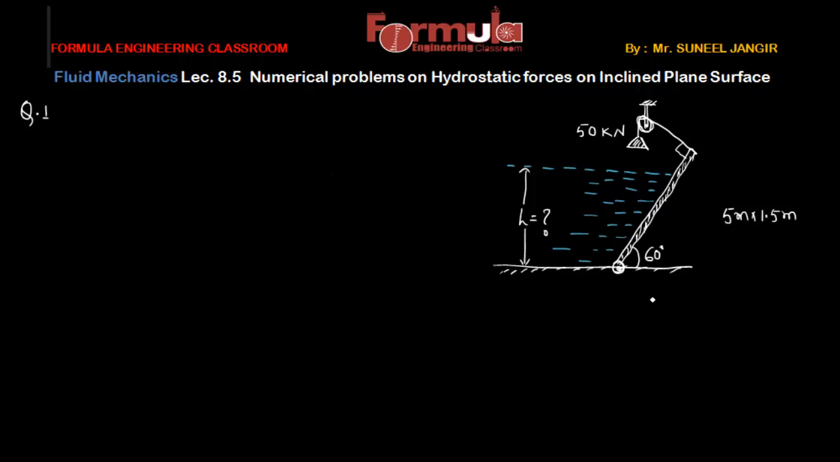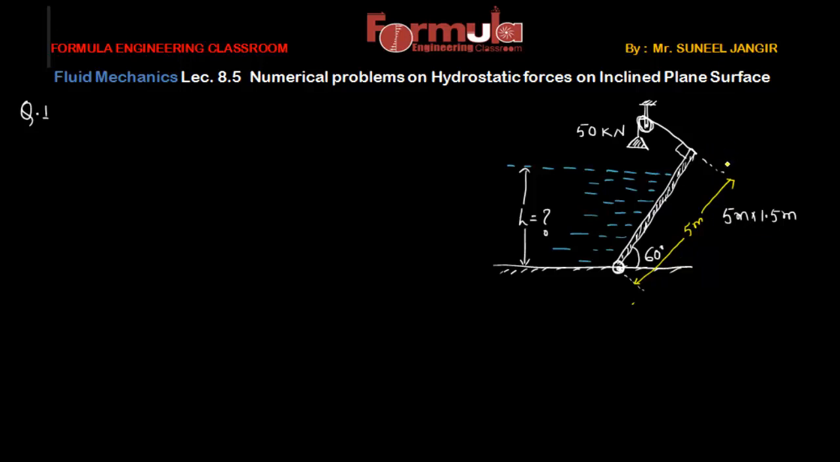In our first problem, a rectangular gate is given. The dimensions of this gate are 5 meter into 1.5 meter. Actually, 1.5 meter is the width of the gate that is perpendicular to this screen, and 5 meter is this one. I'm marking this one. This is the 5 meter.